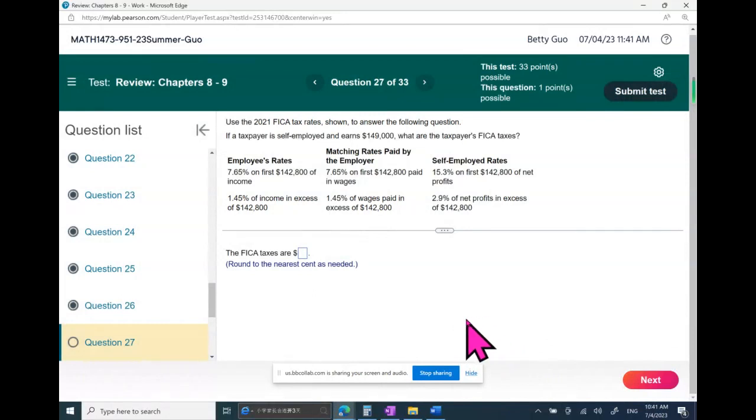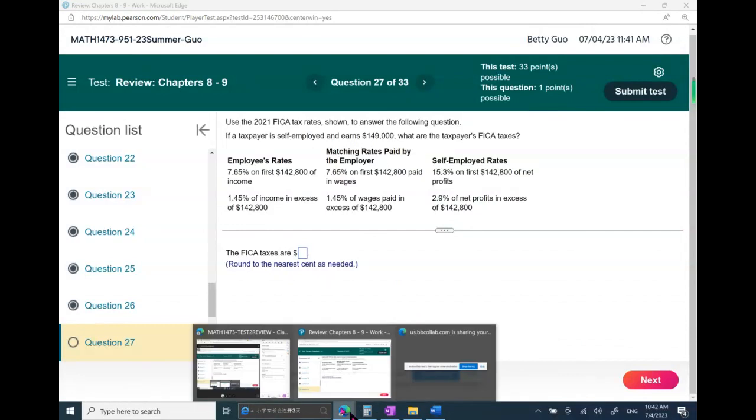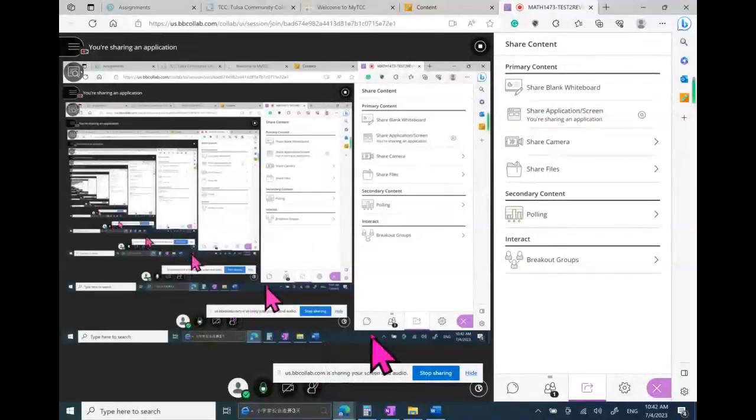And number 27 is also about FICA. Double check I'm not muted myself. Okay, awesome.